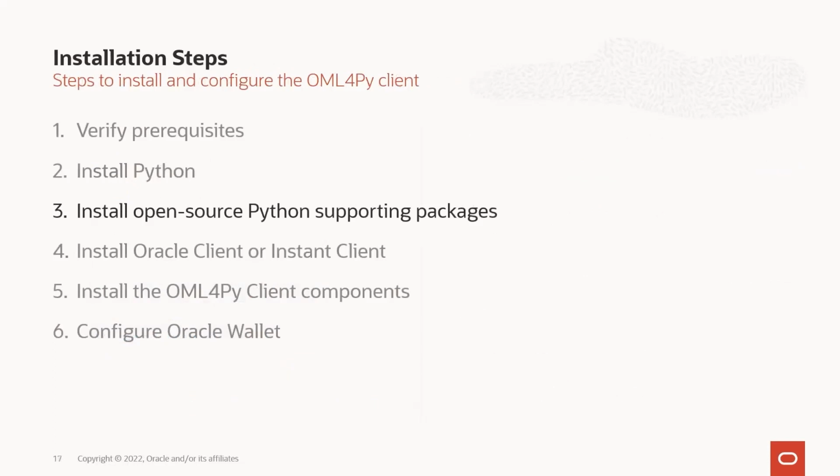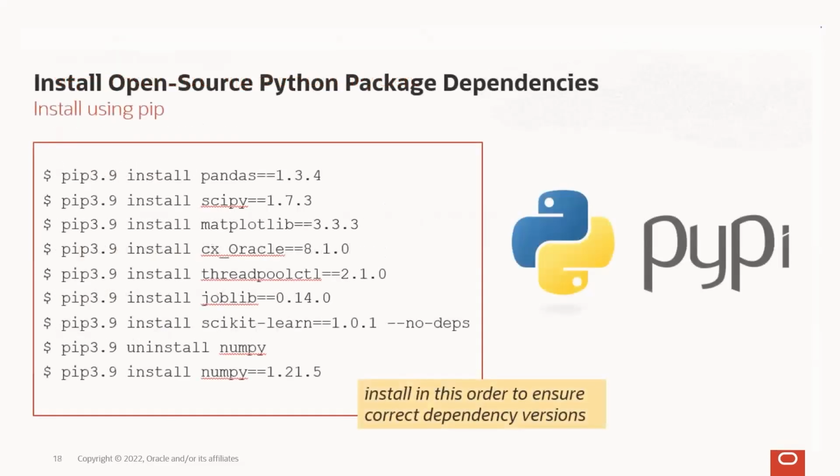Okay. The next step is to install the open source Python supporting packages. These can be installed with a simple pip install, specifying the versions that you need. I'm showing the pip install in this order to ensure that you get the correct dependencies and the correct versions of the dependencies.